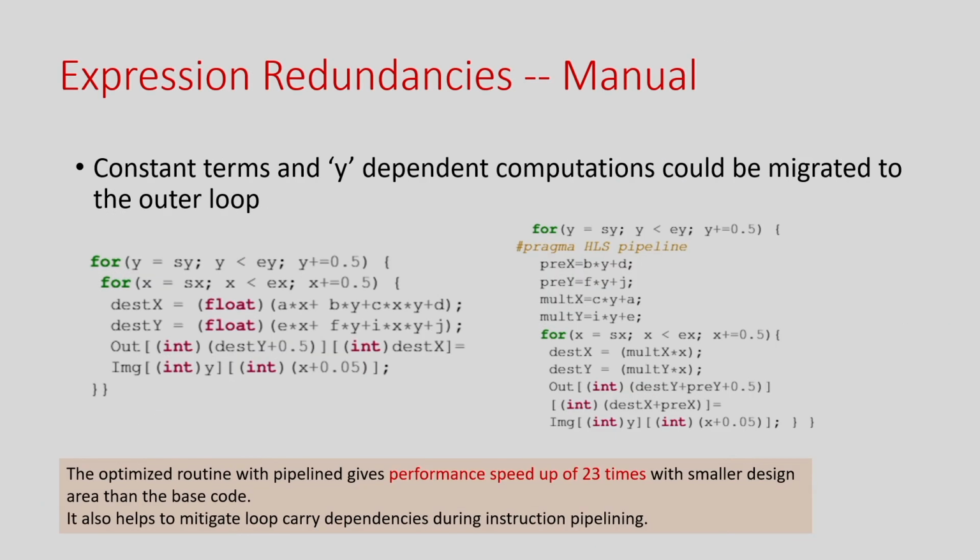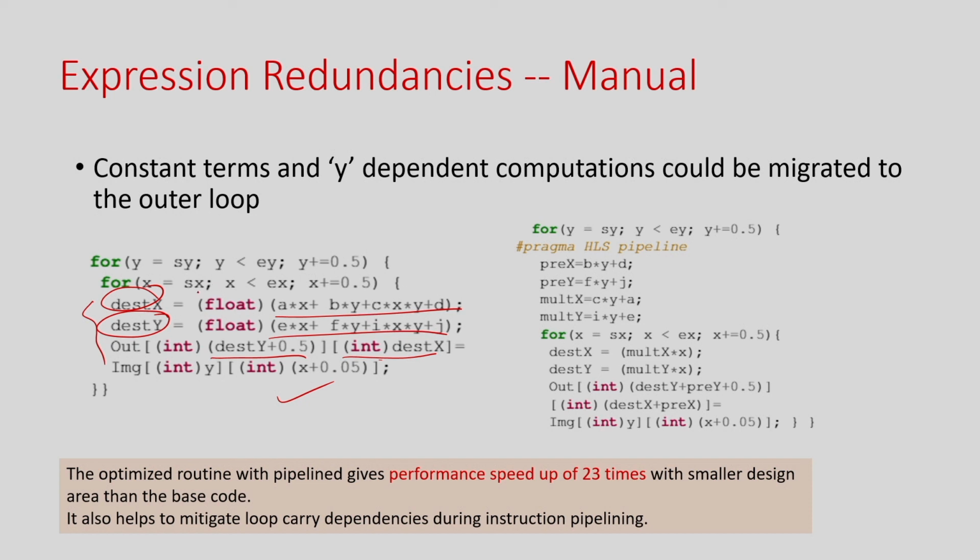And the last one is the expression redundancies. Many a time we just write the code, and I do not understand how that will impact the hardware. So, this is one segmentation code. In this image processing algorithm, I am calculating some x and y value using this equation, and then I store a certain value in that particular location of the output.